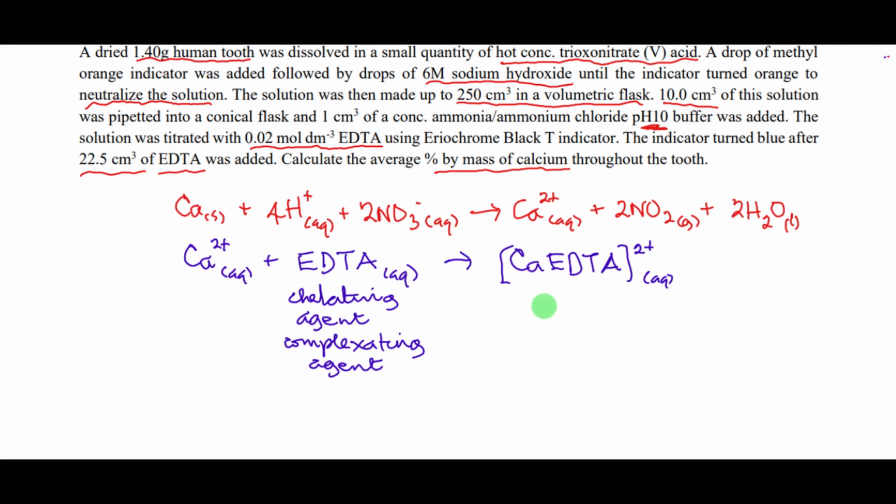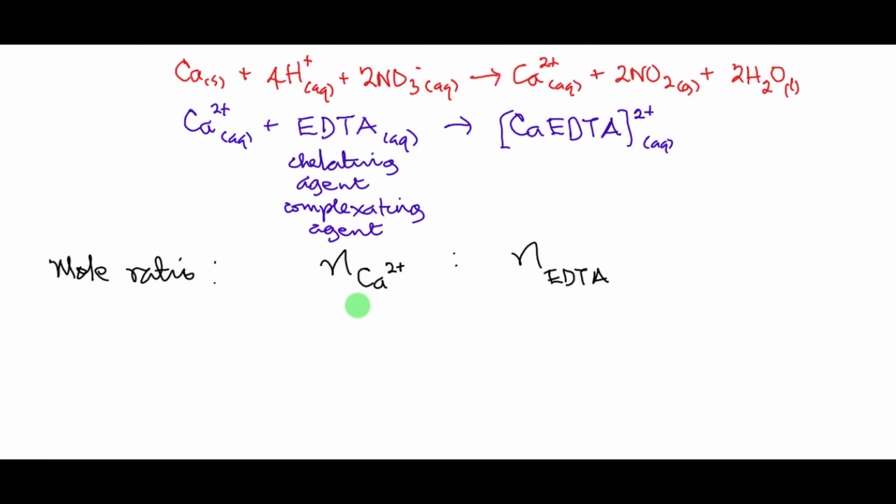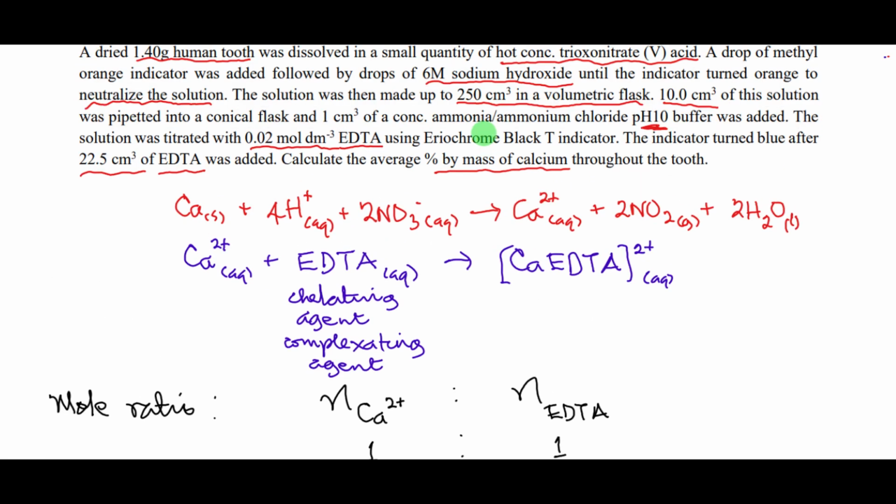So from this, let's now extract the parameters given to us. We don't even need to extract it because we already know. From the equation of reaction there, you can get the mole ratio. The mole ratio of calcium ion to EDTA that reacted is 1:1. So this is going to serve as a guide. 1:1.